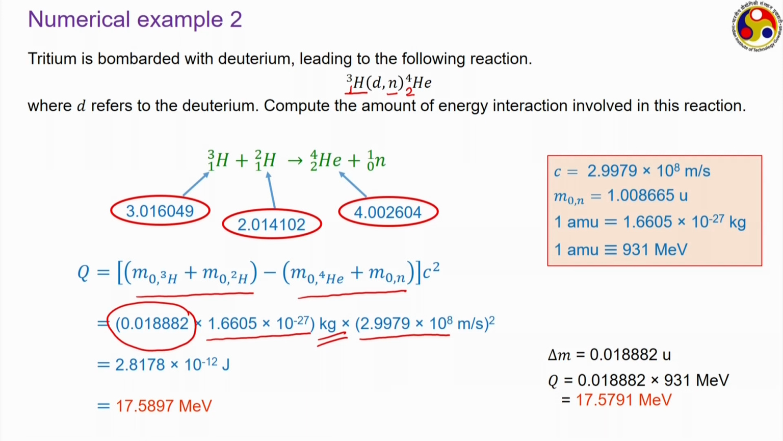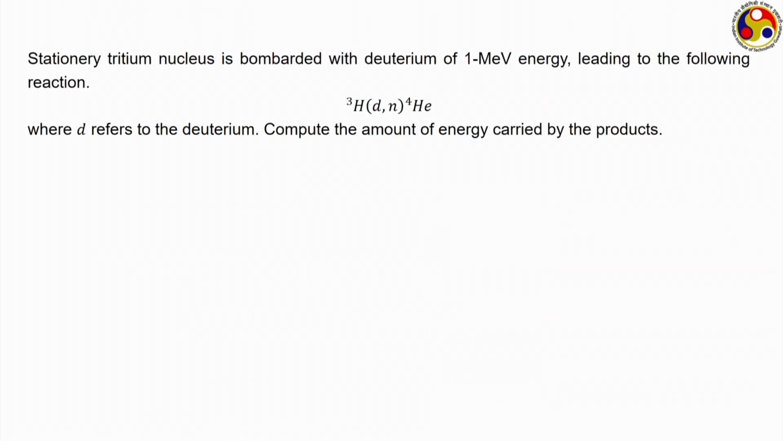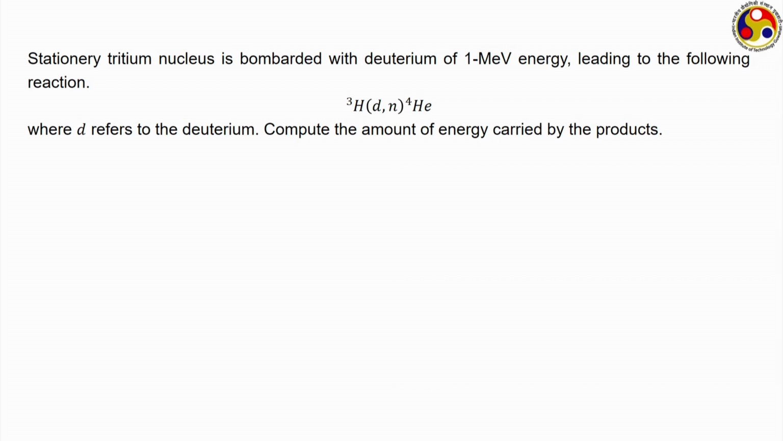Now, while solving this numerical problem, we have assumed both the reactants, deuterium and tritium, to be stationary. While it is mentioned in the problem that tritium is being bombarded by deuterium, we have not considered the kinetic energy of the reactants. So, let us modify the problem slightly. Here the tritium is bombarded with deuterium of 1 MeV energy.